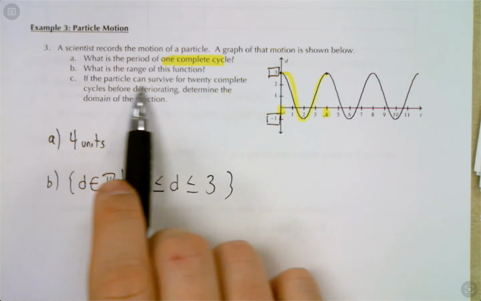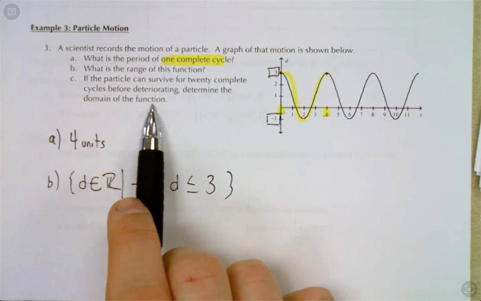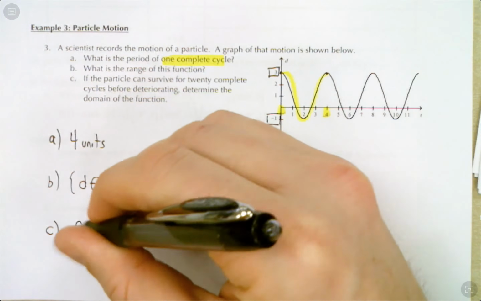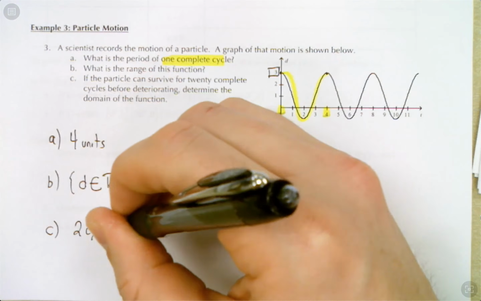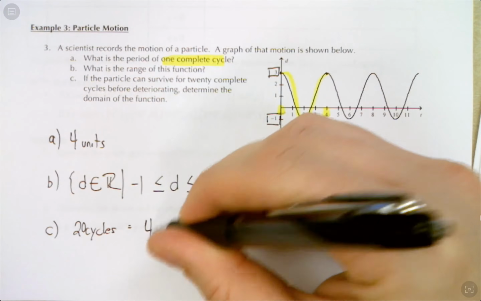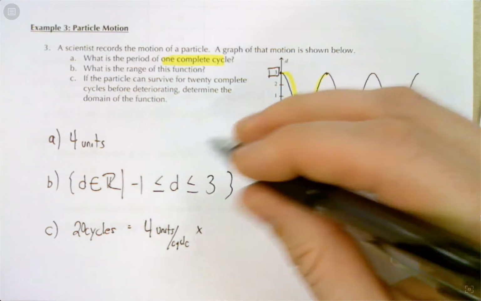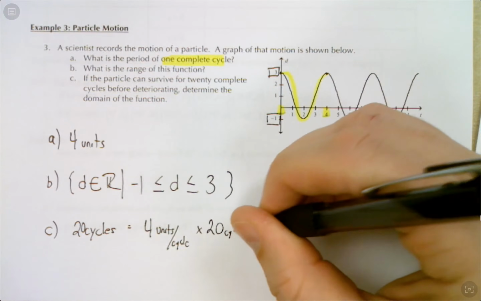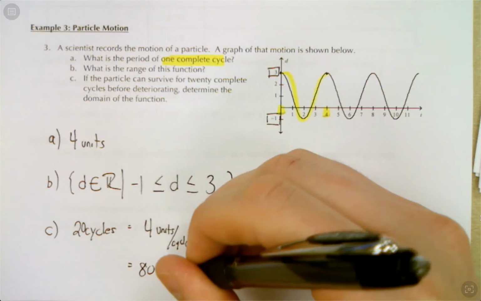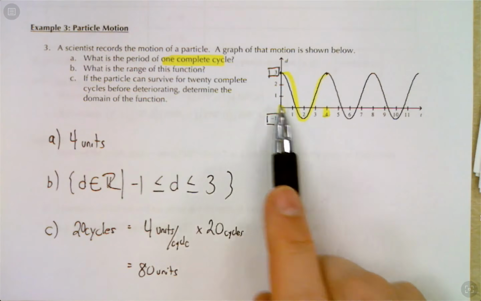C says, if the particle can survive for 20 complete cycles before deteriorating, determine the domain of the function. Okay, 20 complete cycles. So 20 cycles would equal 4 units per cycle times 20 cycles would mean our graph can go for 80 units. Our graph starts at time 0, so we go from 0 to 80.